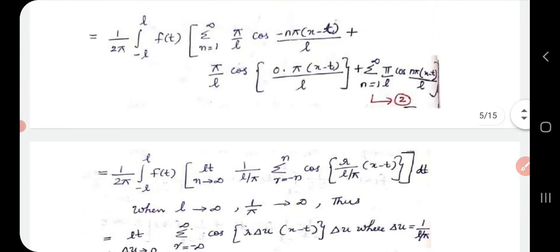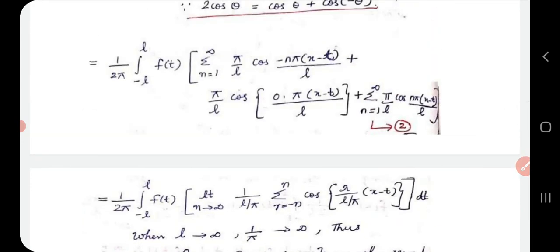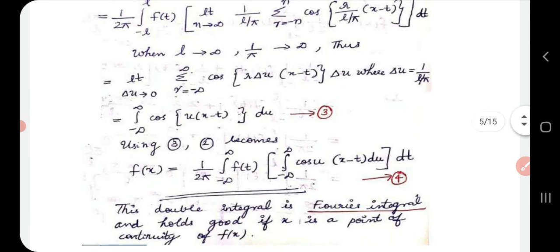What was the equation to this one? In that you are using equation 3, 2 will become f of x is equal to 1 by 2 pi, integral from minus infinity to plus infinity of f of t, integral from minus infinity to plus infinity of cos u(x minus t) du dt. Here you can see a double integral, that is called the Fourier integral, and it will hold good if x is a point of continuity of f of x.